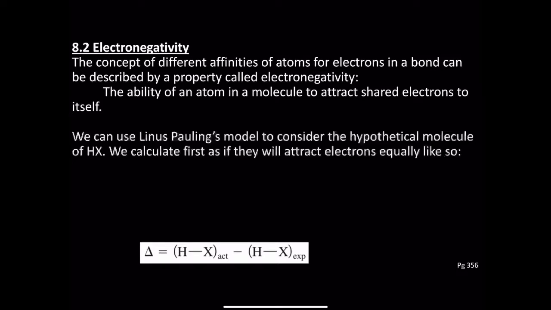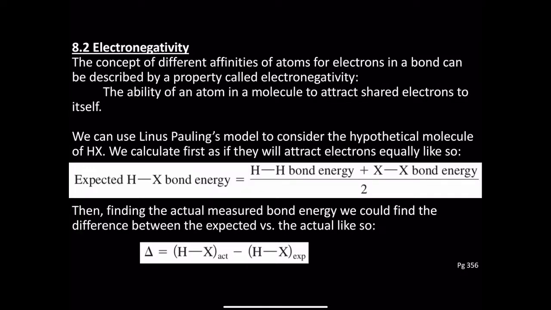All right, and we use Linus Pauling's model to consider the hypothetical molecule HX. So x here is a variable. So we calculate it first as if they will attract electrons equally, like this. All right, so this is what we would expect, that they're going to just attract the electrons equally, right? So we're basically just averaging the bond energy. Okay, but then we find the actual measure and find the difference of the bond energies, so we could find the difference between the expected and actual. So it looks more like this, right?